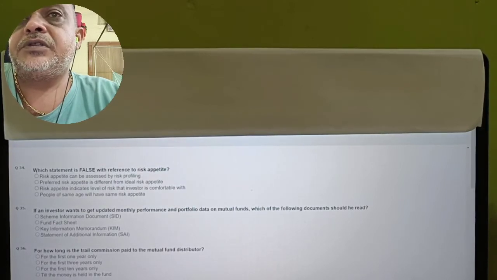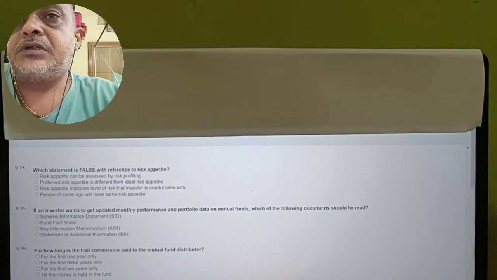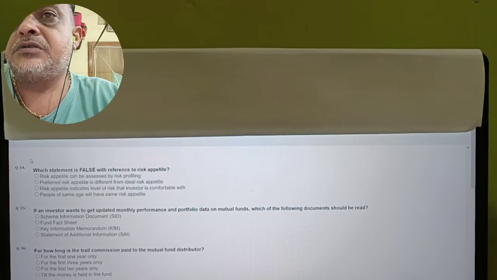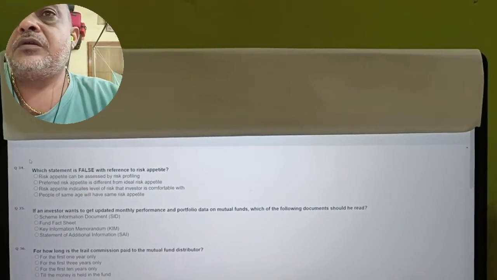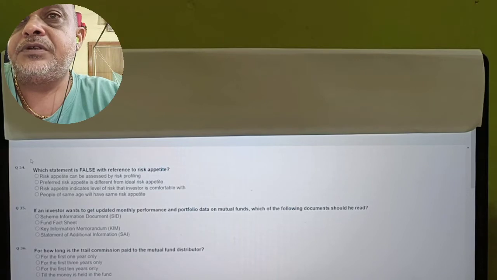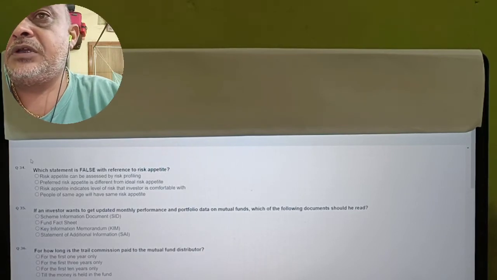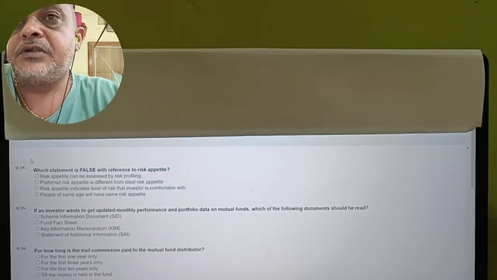Which statement is false with reference to risk appetite? Risk appetite indicates level of risk that an investor is comfortable with. Risk appetite can be assessed by risk profiling. Preferred risk appetite is different from ideal risk appetite. People of the same age will have the same risk appetite. This is false.